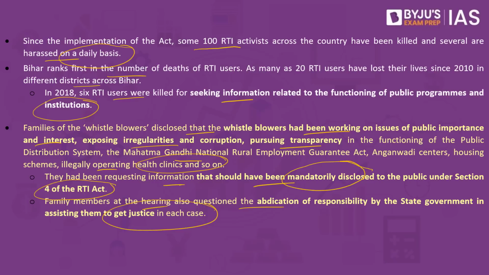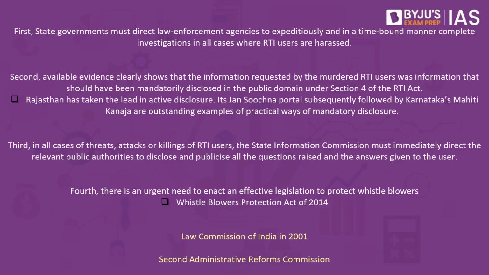So the author goes on to say that in order to bring a change with respect to the right to information, what we require is the state governments to act immediately. What we have to create is a social legal system that recognizes the RTI users under attack as human rights defenders. So what are the measures that the government will have to take in the near future? First, the author says state governments must direct law enforcement agencies to expeditiously and in a time bound manner complete investigations in all cases where RTI users are harassed.